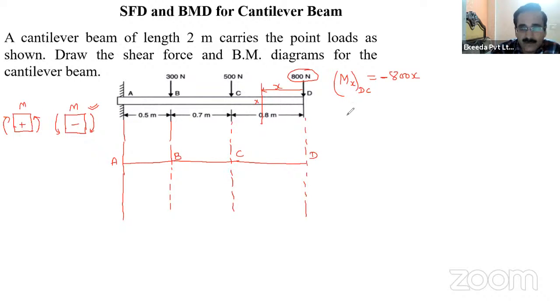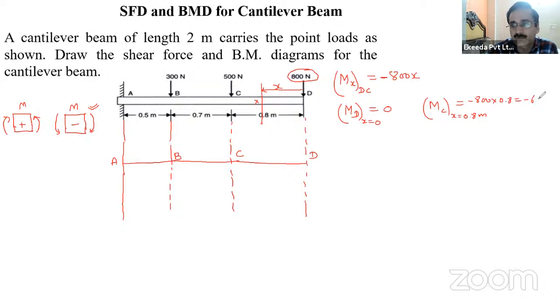At D point, the value of X is 0, so MD will be 0. Put X equal to 0 here. At C point, the distance is X equal to 0.8 meter. So put here minus 800 multiplied by 0.8. So this will be minus 640 Newton meter, right? Minus 640 Newton meter is there.